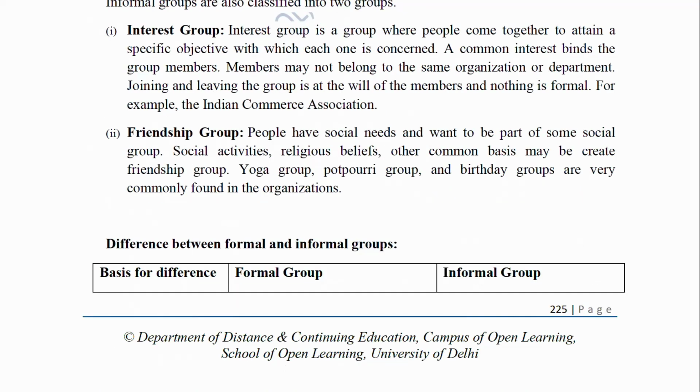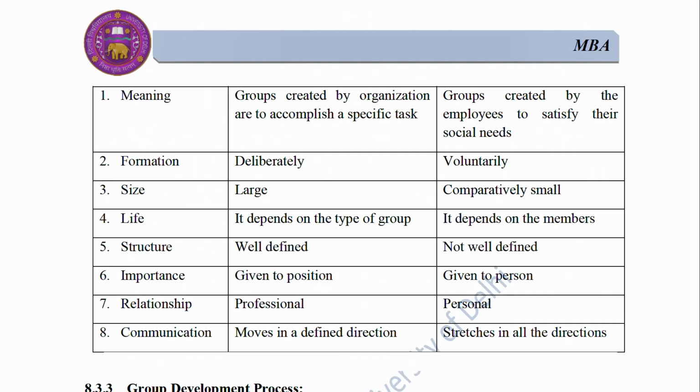Difference between formal and informal groups. First, formal groups are created by organizations to accomplish a specific task, whereas informal groups are created by employees to satisfy their social needs. Second, formal groups are created deliberately, whereas informal groups are created voluntarily. Third, on the basis of size, formal groups are large, whereas informal groups are comparatively small.